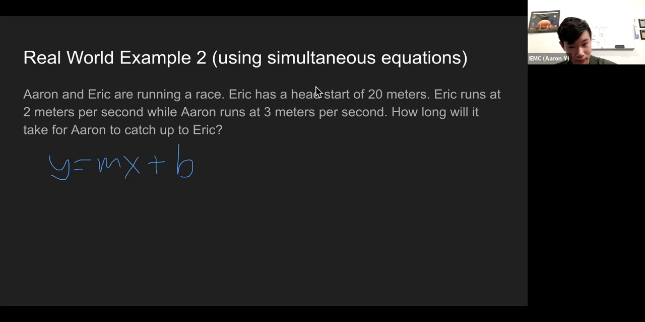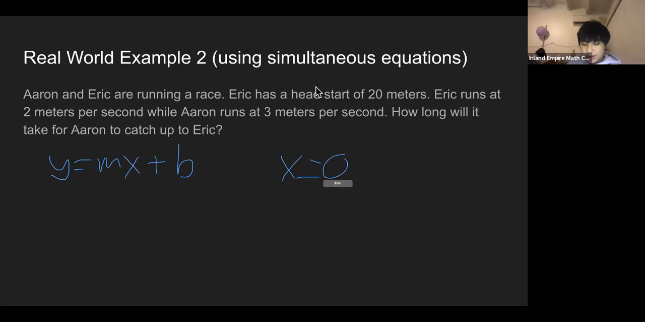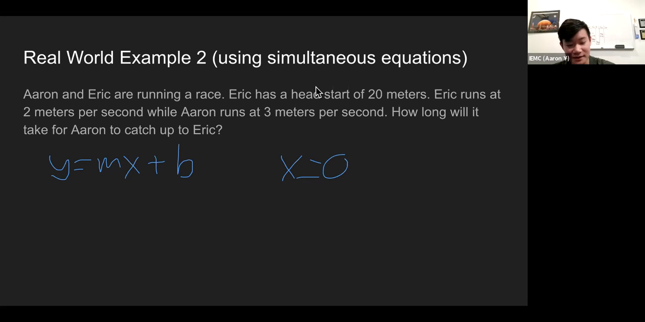Essentially what this means is that when x equals 0, which you can also think of as time, when the time starts, like when they're running a race and the referee blows the whistle, we can just say that's 0, right? Since that's where both Eric and Aaron start, when x equals 0, because 0 seconds have passed after he blows his whistle.